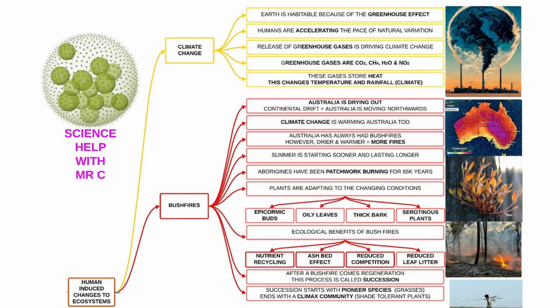After a bushfire comes regeneration. We call this process succession. Succession starts with a pioneer species, and after a fire these are grasses, and ends with a climax community, and we know we have a climax community when we have shade-tolerant plants.